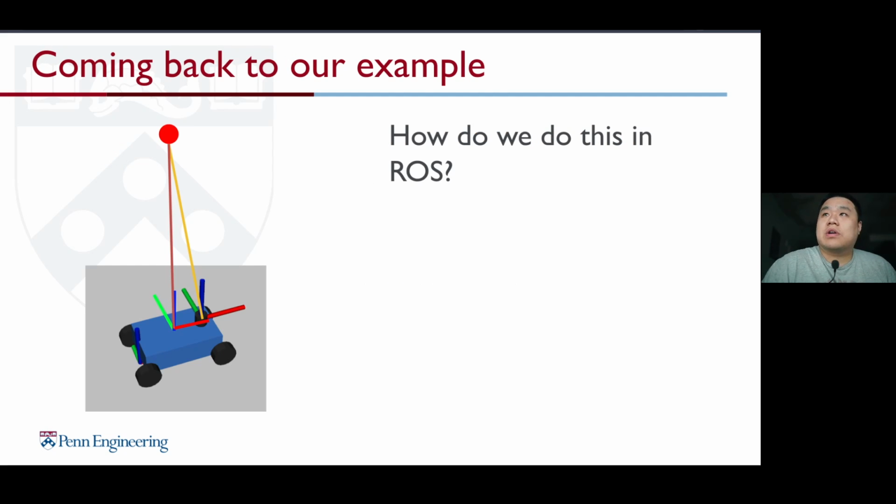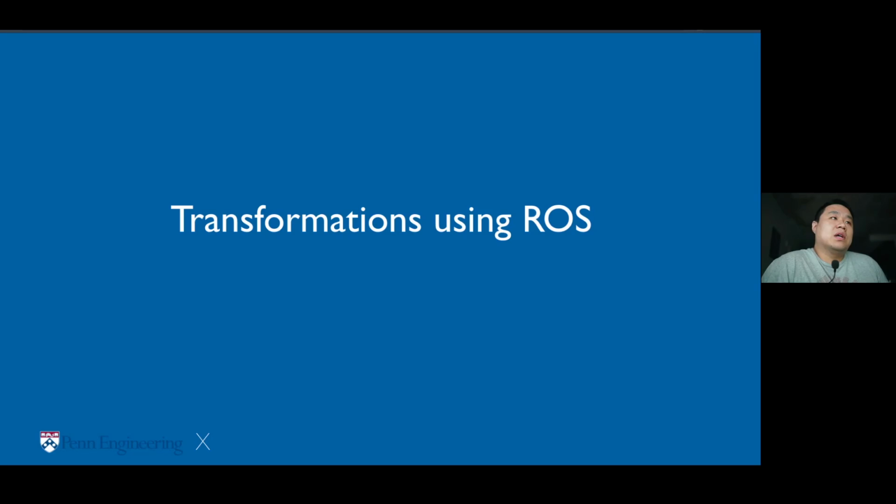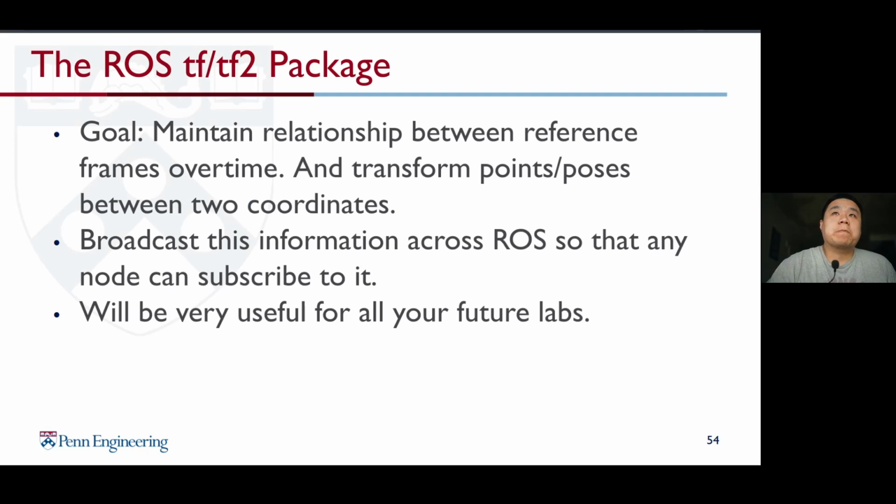And again, coming back to our example, we're trying to transform a measurement from the laser frame to this new center of chassis frame that we defined. And how do we do this in ROS? It might be the question that arises next. So we'll be looking at how to actually perform these transformations using ROS and the built-in packages that are available for you. First of all, we'll talk about the ROS TF and TF2 packages, what their purposes are, and what the available functions are.